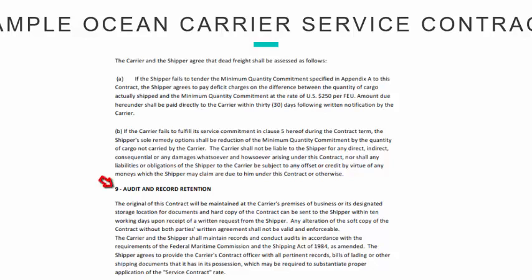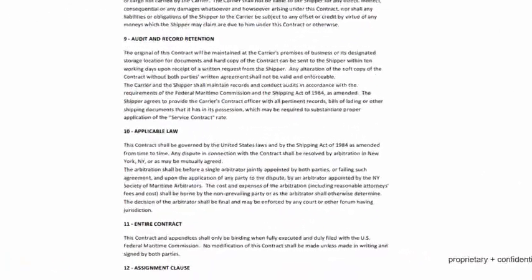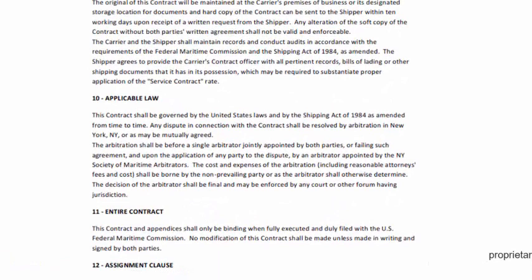9, audit and record retention. Just the rules around keeping originals of the contract pursuant to maintaining records and conducting audits in accordance with the requirements of the FMC and the Shipping Act of 1984. Applicable law, very common in any type of contract, stating in this case that U.S.